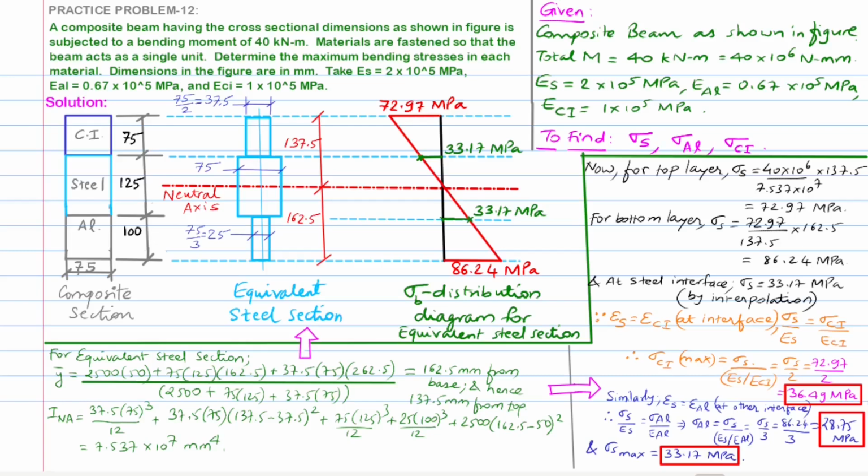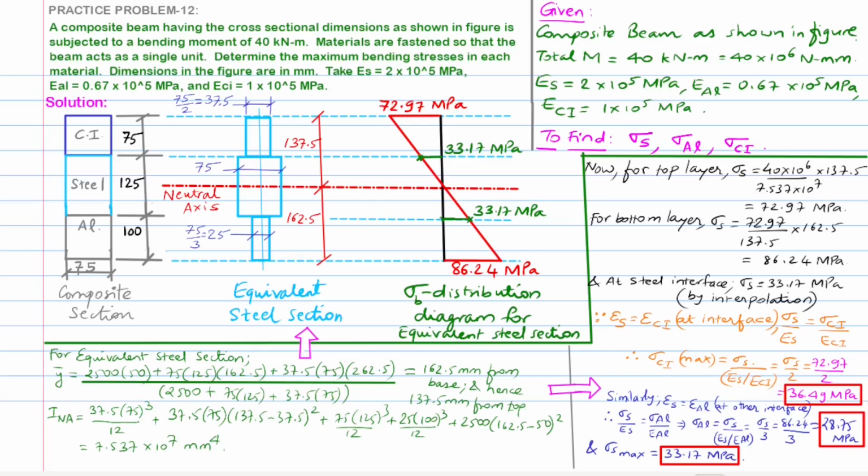From this information, we proceed to calculate the area moment of inertia about the centroidal or neutral axis using the parallel or transfer axis theorem, and it is found as 7.537 times 10 to the power of 7 millimeter to the power of 4. Now, the bending stress distribution diagram is drawn for the equivalent steel section, wherein the maximum stress is found to be 72.97 megapascals. For the bottom layer, it is calculated as 86.24 megapascals. For steel, the maximum stress is found from simple interpolation as 33.17 megapascals.